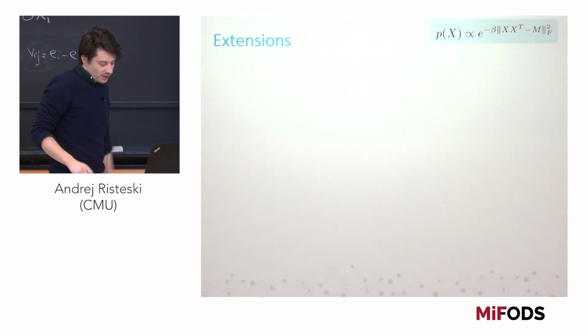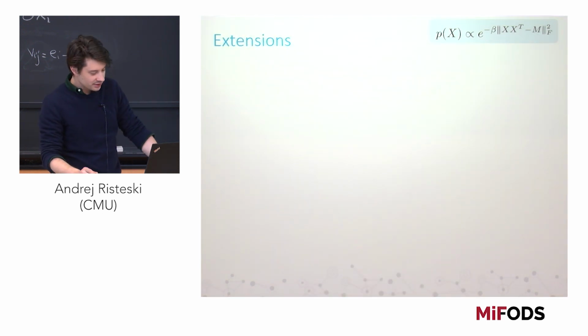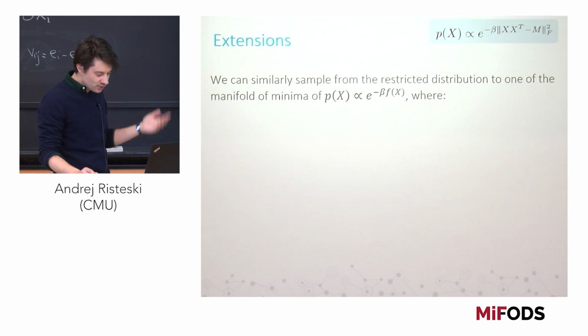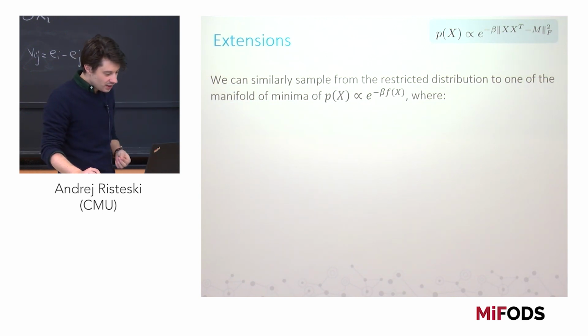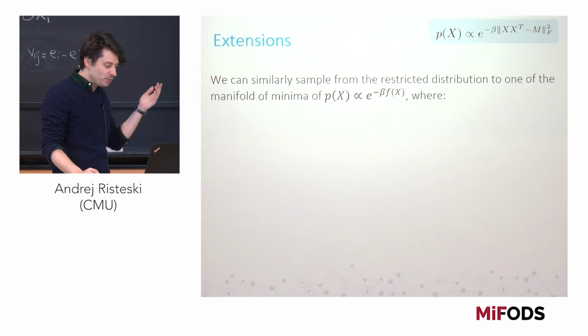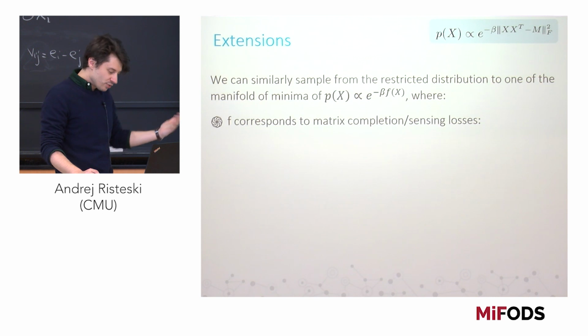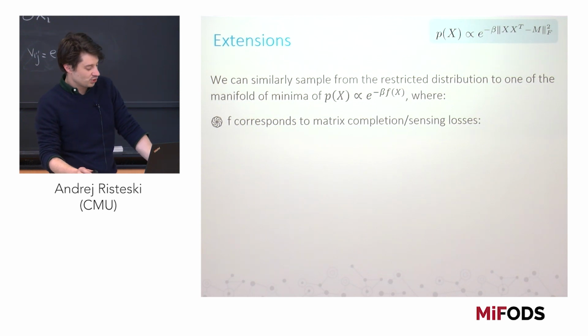Cool. Okay. So this is the cleanest version. There are some natural extensions of this you can do, which maybe you can already intuit. You can sample from things that look like p of x proportional to e to the minus beta f of x, where, for instance, you can take f to be one of the typical losses that correspond to things like matrix completion and matrix sensing.